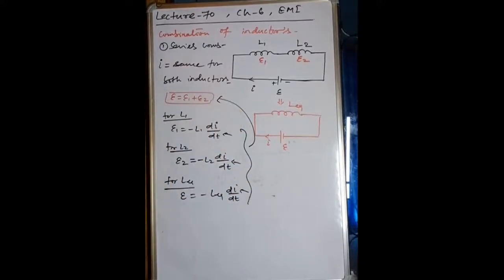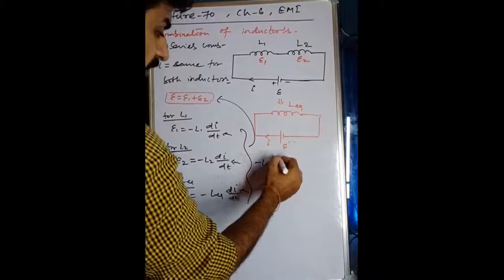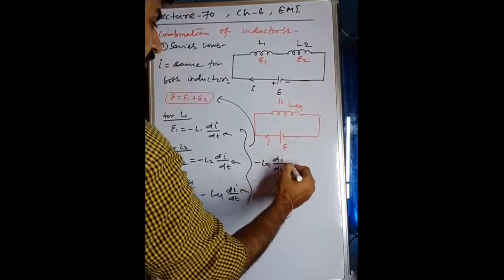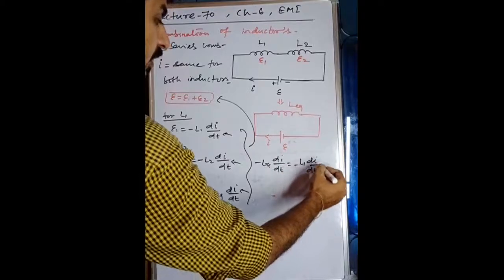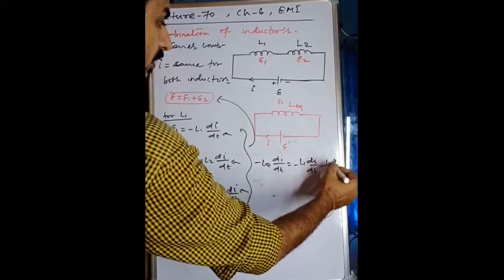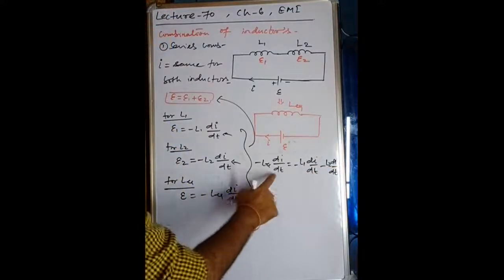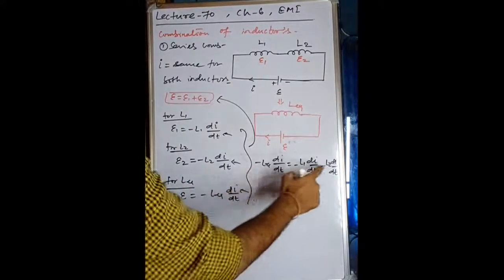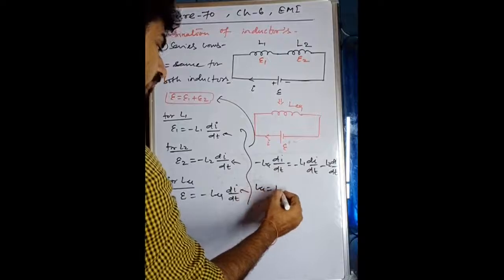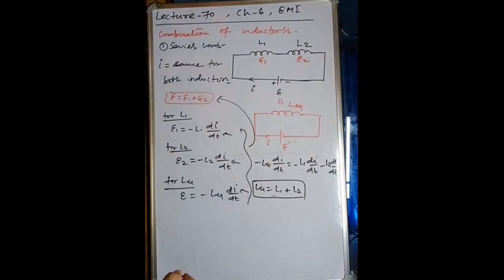Same rate of change. Now using these equations, if we put the values, what will we get? The net induced EMF, minus L di by dt, is minus L1 di by dt minus L2 di by dt. You can see all the quantities are common. Here di by dt will be cancelled out, minus will be cancelled out. So L equivalent will be L1 plus L2. This is similar to the resistance.